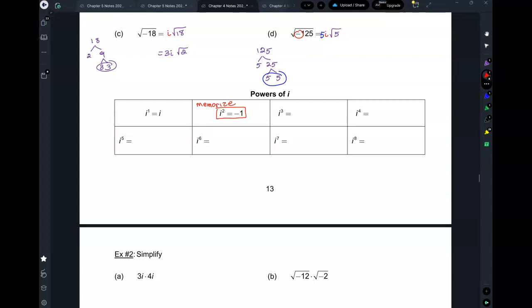If you're walking down one of these hallways, and I happen to walk past you and tap you on the shoulder and ask, hey, what's i squared? What should you tell me? -1. i squared is always -1. So what's i cubed? How many i's are in i cubed? 3. So this is like i squared times i. What's i squared? -1 times i. So it's -i.